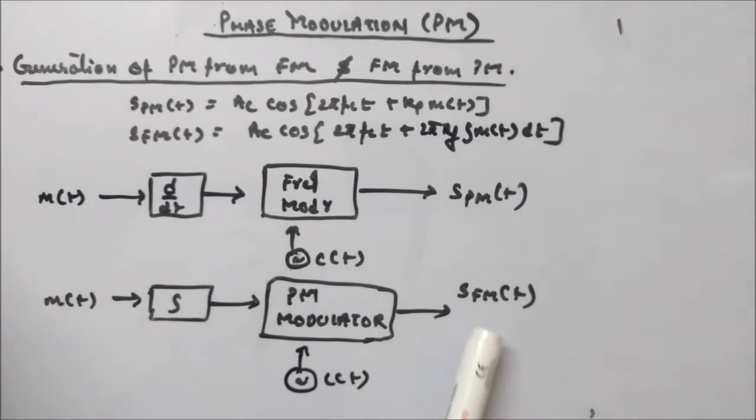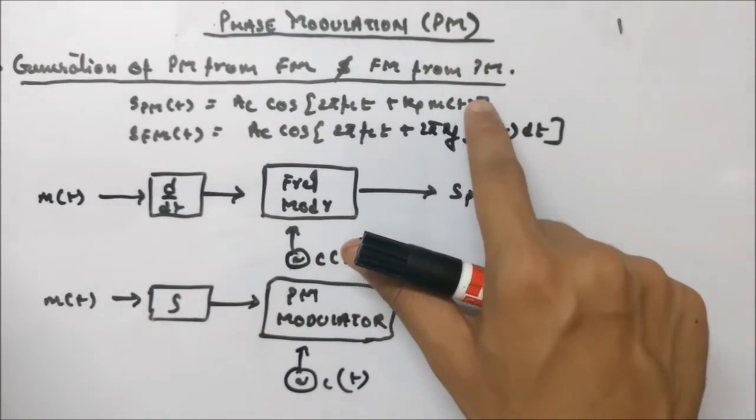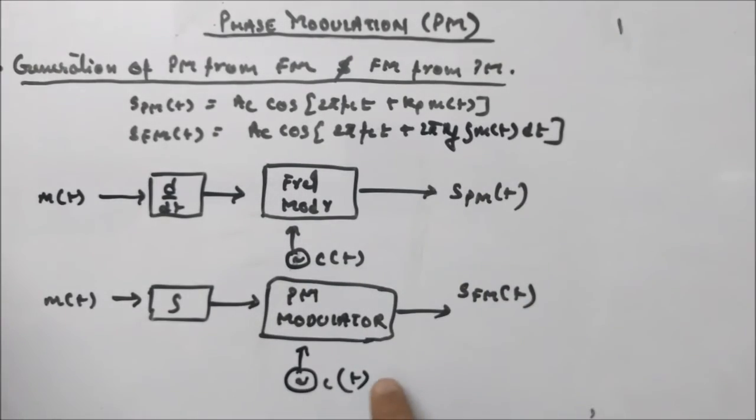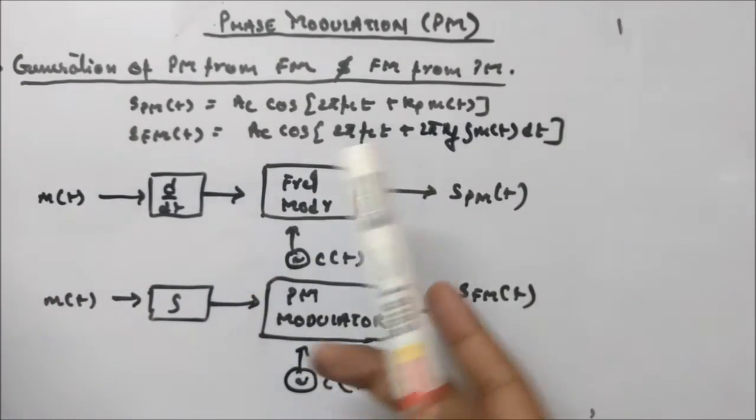Similarly, you can generate an FM signal from PM if you integrate the message signal m(t). So here the integration of m(t) dt will be up here. If you put it into a phase modulator with a carrier signal c(t), then at the output of the phase modulator what you get is s_FM(t). See here, if instead of m(t) you put the integration of m(t) dt, you will get a similar structure like this. So that is how you can create a PM signal from FM and an FM signal from PM.